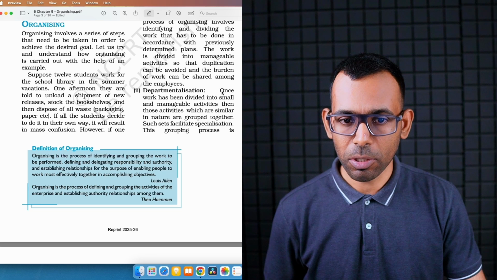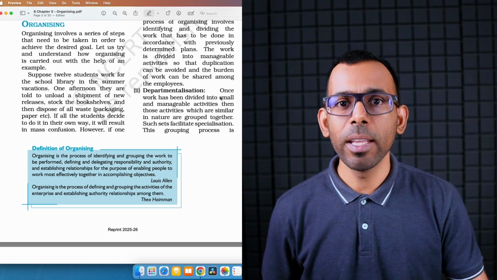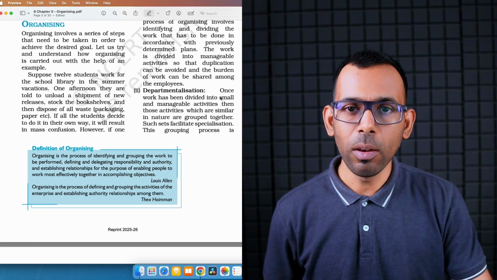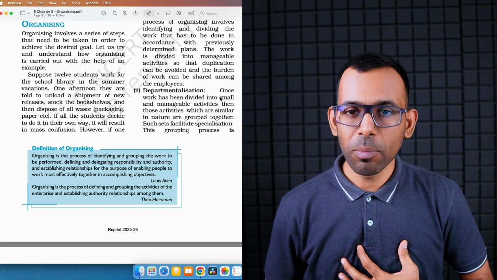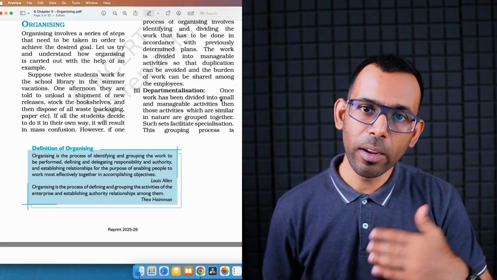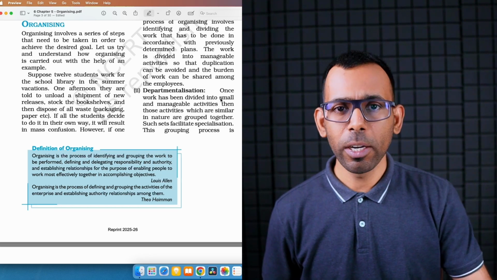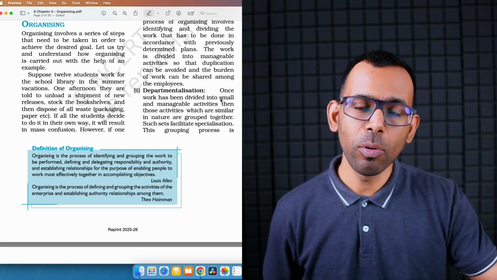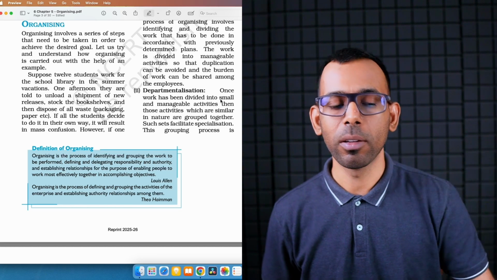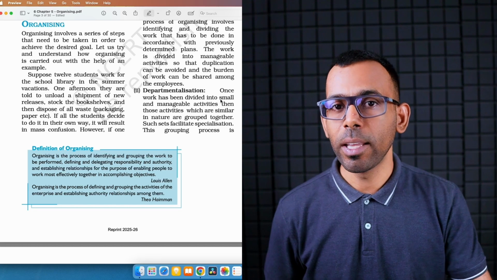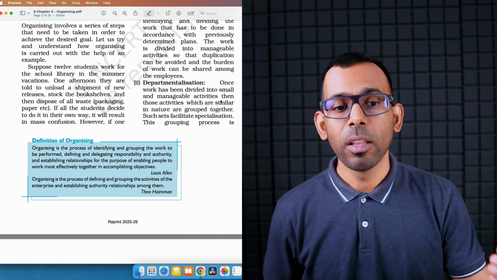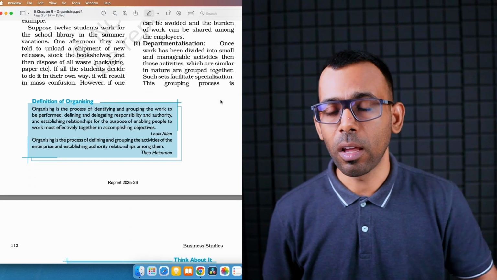Then, departmentalization. As I said, if the organization is extremely small, I don't have to have different departments. In my teaching business, there are no departments. I run everything by myself. Sole proprietors will not have any departments. They do everything because they are sole proprietors. But if it's a partnership form of organization, or a company form of organization, there will be a lot of departments that are created.